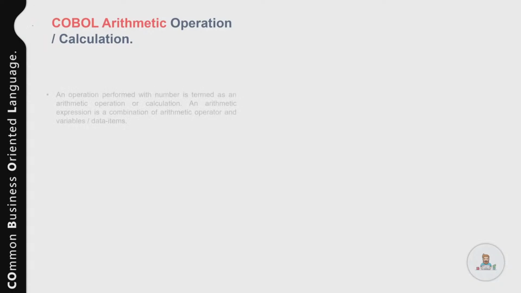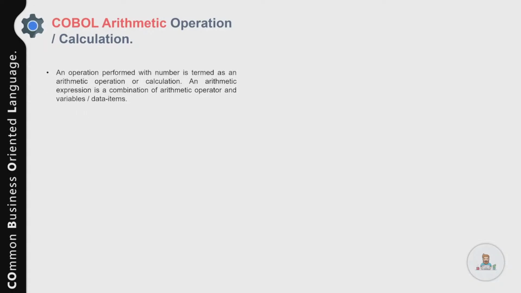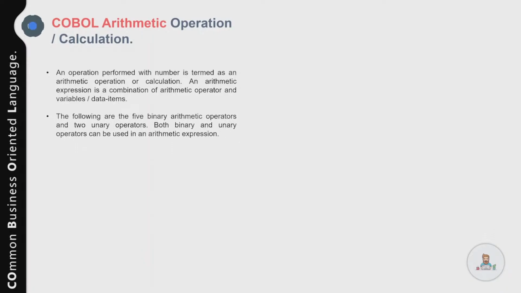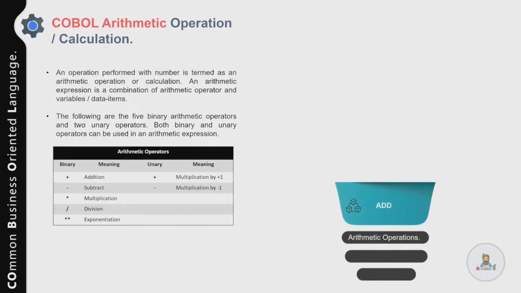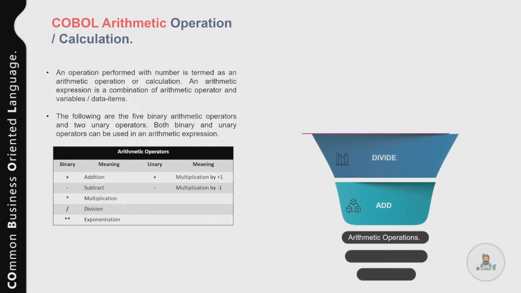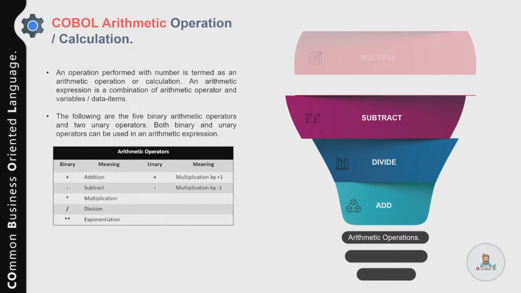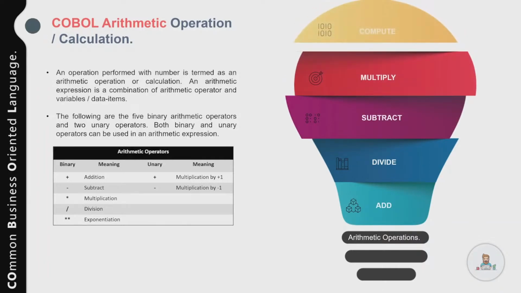By definition, an operation performed with numbers is termed an arithmetic operation or mathematical calculation. An arithmetic expression is a combination of an arithmetic operator and a variable or a data item. The following are the 5 binary arithmetic operators and the 2 unary operators. Both binary and unary operators can be used in an arithmetic expression. Now let's talk about all these operators one by one.